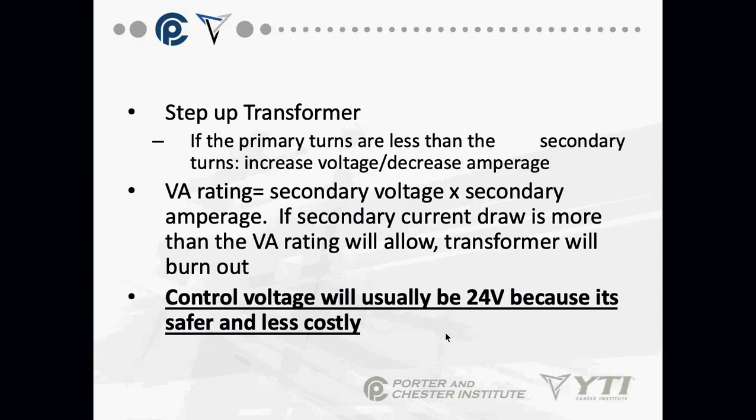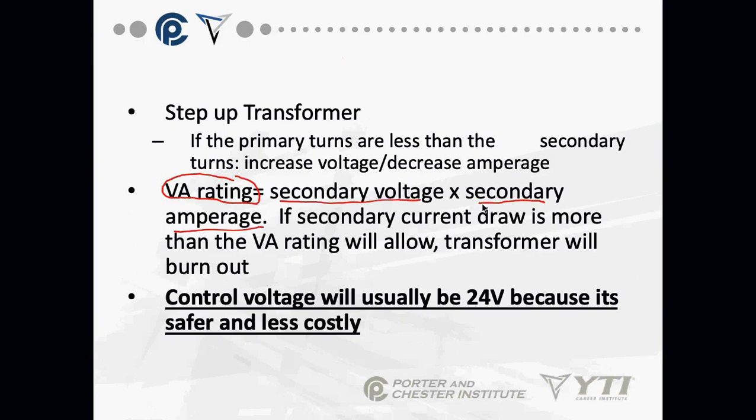A step-up transformer is where the primary turns are less than the secondary turns. In other words, we increase the voltage and decrease the amperage. A VA rating is another term you need to know. It's the secondary voltage times the secondary amperage. If the secondary current draws more than the VA rating, the transformer is going to melt down.